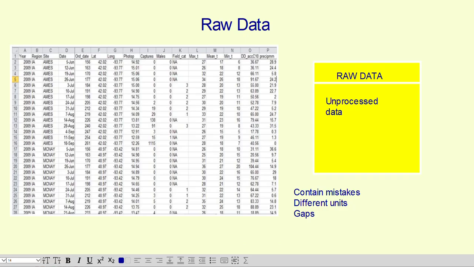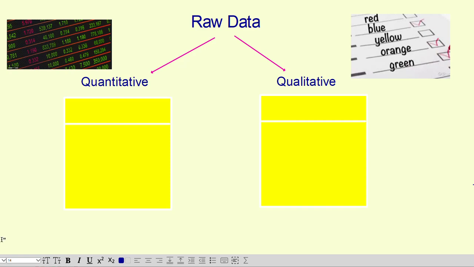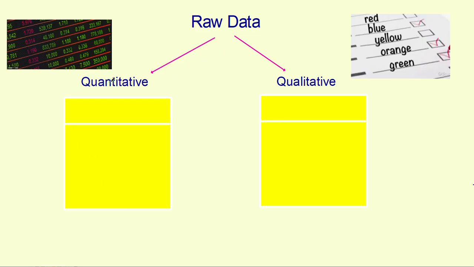Right, next. So raw data can be classified into two separate groups initially: quantitative data and qualitative data. Now we need to know the meaning for both of these. N is numerical data. So the quantitative data is numerical data.